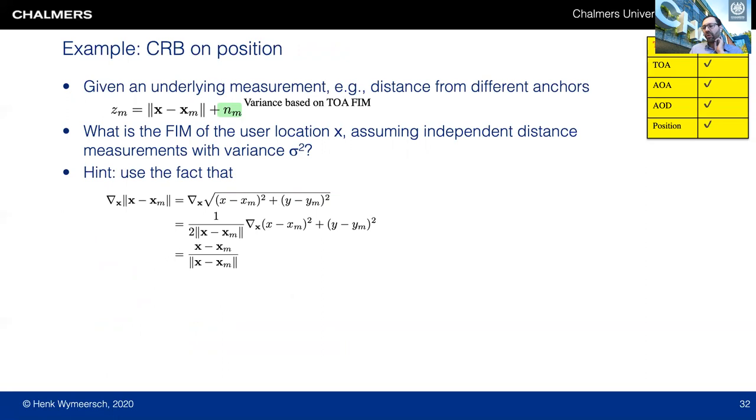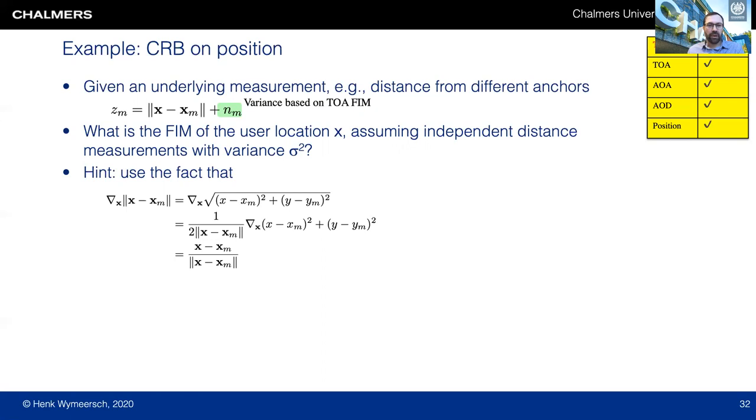So now let's suppose that you've estimated distances, using whatever measurement, for instance round-trip time measurements, to different anchors, and you are given a bunch of measurements which relate to the distance to the mth anchor plus noise. The variance of this noise, if you don't know it from your estimator, you could estimate using the time of arrival Fisher information matrix or its inverse. Now the question is, what is the Fisher information of the user location, assuming independent measurements with noise variance sigma squared? Again, I will give you 2 minutes to solve this.